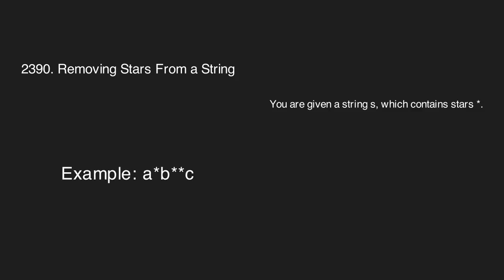Welcome. Today we are tackling LeetCode problem 2390, removing stars from a string. This is a fantastic problem to practice sequential processing and data structure selection. We are given a string, s, that contains lowercase English letters and star characters. Our goal is to process this string and return the final result.